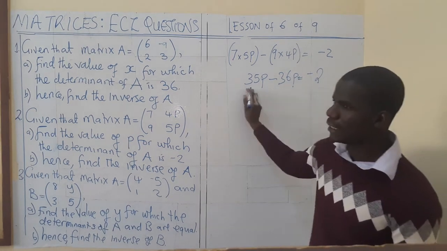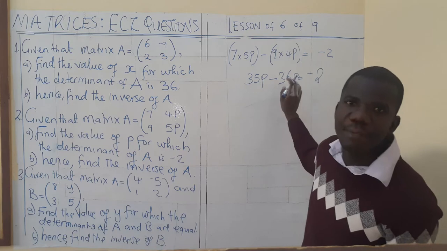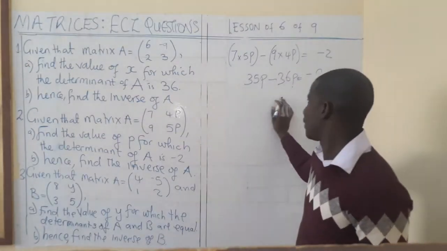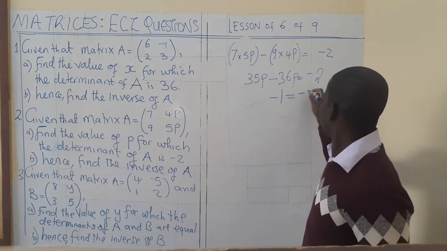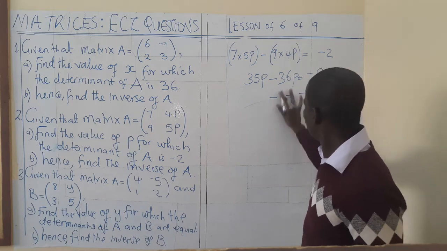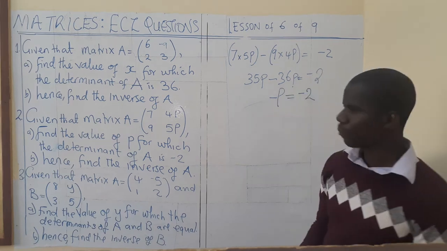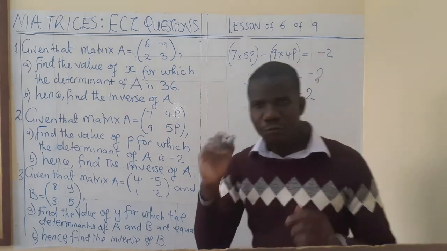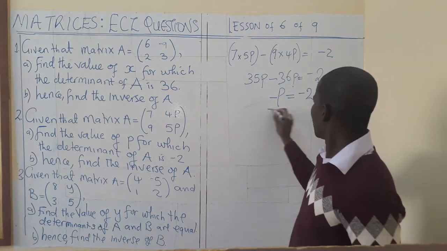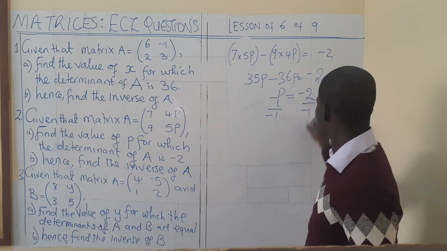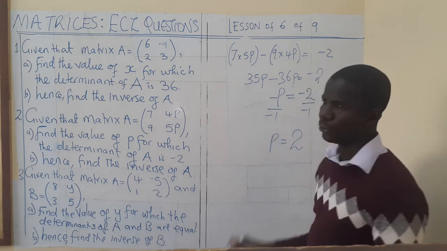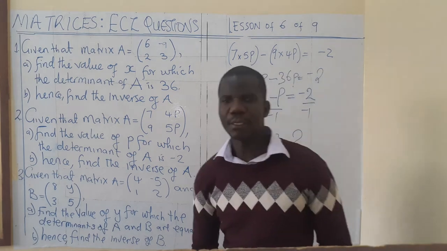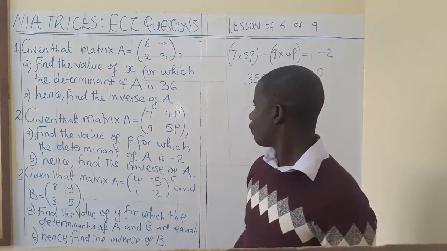When you subtract here, what do you get? Remember, we are subtracting a bigger number from a smaller number. So this is going to give us negative P. Negative 2 this side. Negative P here, which is the same as negative 1P. So we divide by negative 1. So P is equals to 2. That is the value of P.